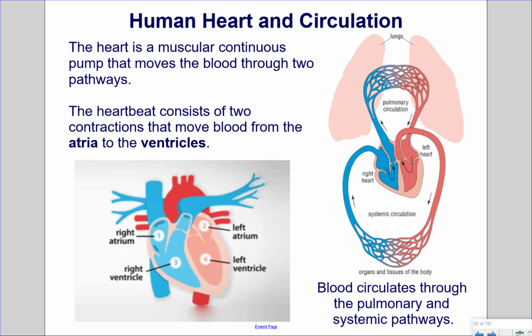Human heart and circulation. The heart is a muscular, continuous pump that moves the blood through 2 pathways. The heartbeat consists of 2 contractions that move blood from the atria to the ventricles. Blood circulates through the pulmonary and systemic pathways.